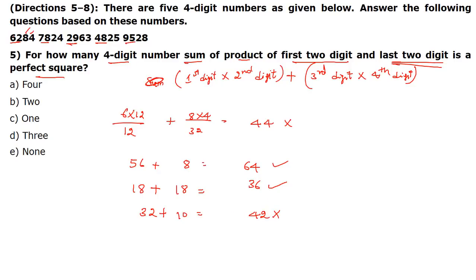The next one is 9 into 5. 9 into 5 is 45. So plus 2 into 8 is 16. So 45 plus 16 would be equal to 61. So this cannot be the one as well.